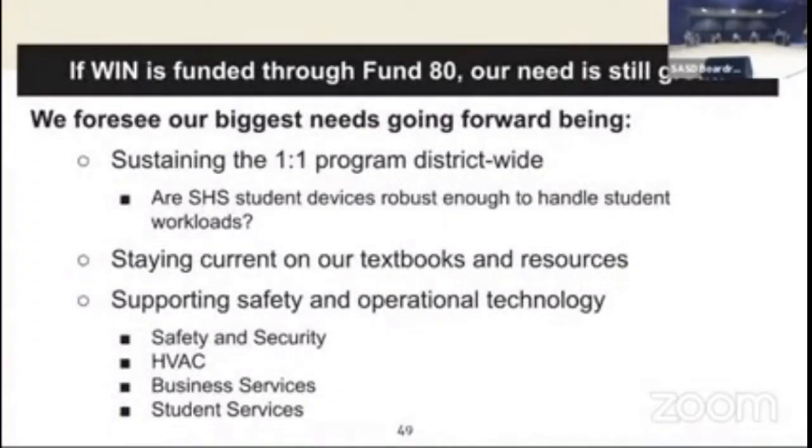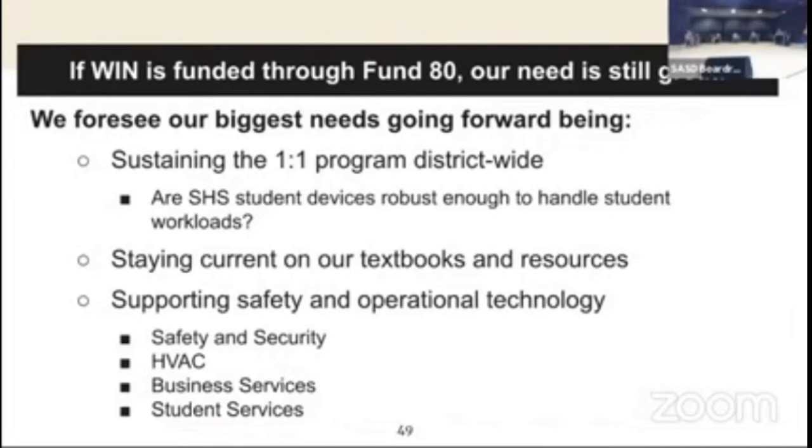So if WIN is funded through Fund 80, that is going to help. However, given the rise of technology down to pre-K that we didn't anticipate, and the acceleration of our staff's capacity to use our technology and our students' ability to use our technology, we're integrating more of it into the classroom, whether or not the student is learning virtually. It's become a ubiquitous tool.